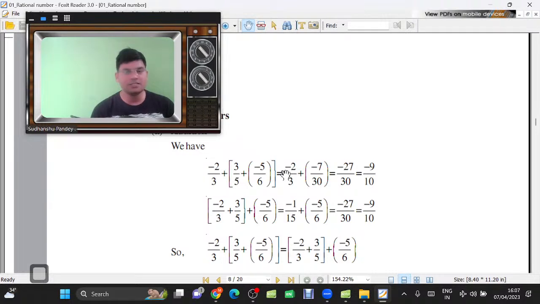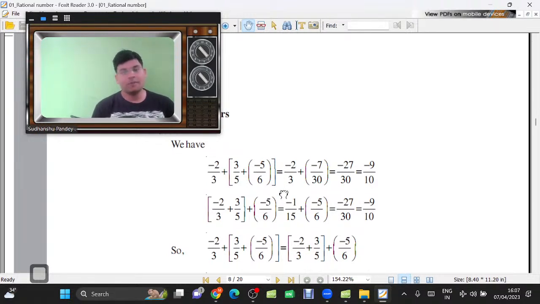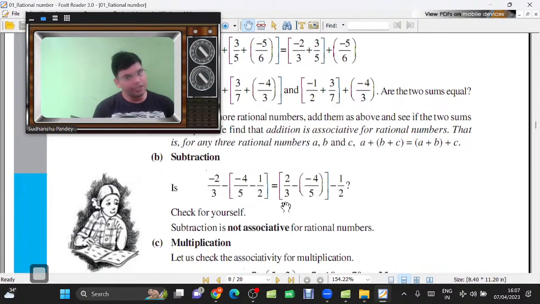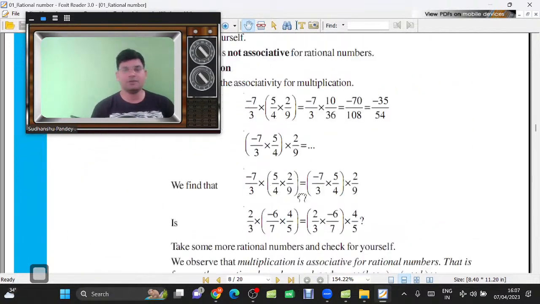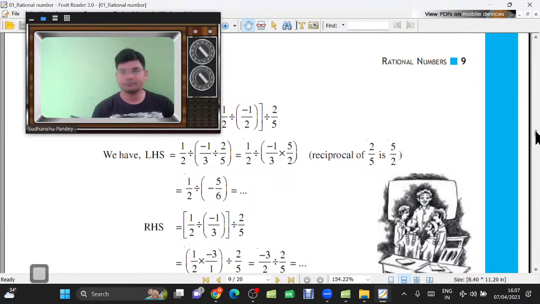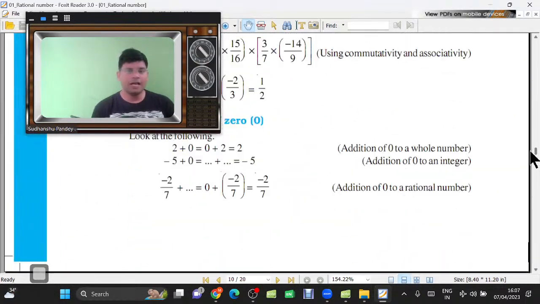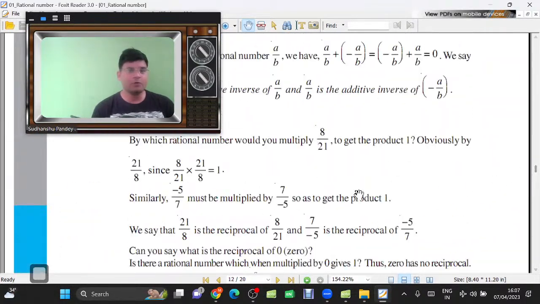In most of the cases, division and subtraction were not commutative, neither were they associative. But addition and multiplication were commutative as well as associative. You remember that? Yes sir. Okay. And I have given the homework exercise 1.1.